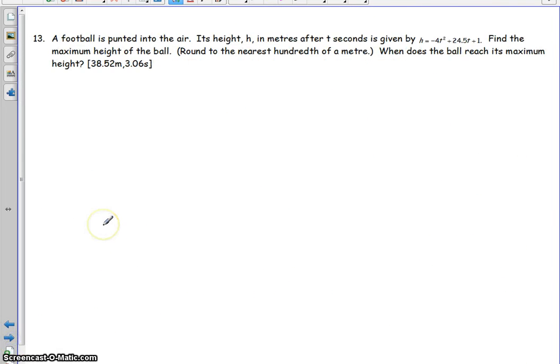Okay, let's try one more. So we have a football punted into the air. Its height in meters after t seconds is given by the equation that's given there, negative 4t squared plus 24.5t plus 1. Find the maximum height of the ball, and they want to know when the ball reaches its maximum height.